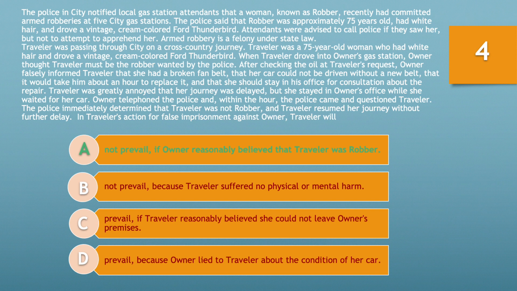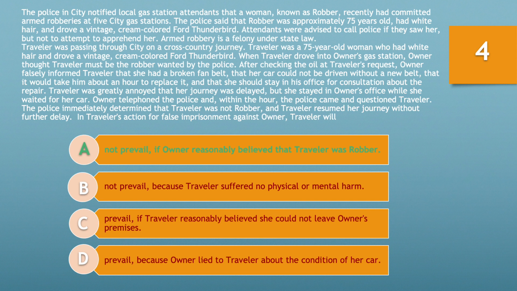Under the privilege of arrest defense, a private citizen may arrest another without a warrant if 1. the private citizen has reasonable grounds to believe that a felony has been committed and that the suspect committed that felony, and 2. a felony was actually in fact committed.